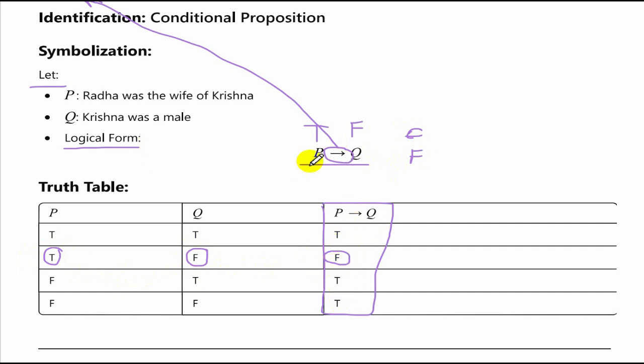This will keep coming. Every time you see a conditional arrow, an implication arrow, if then, you have to use this truth table. So remember only this one part: if the first term is true and the second term is false, then the whole result becomes false. Otherwise it is all true. It's as simple as that.